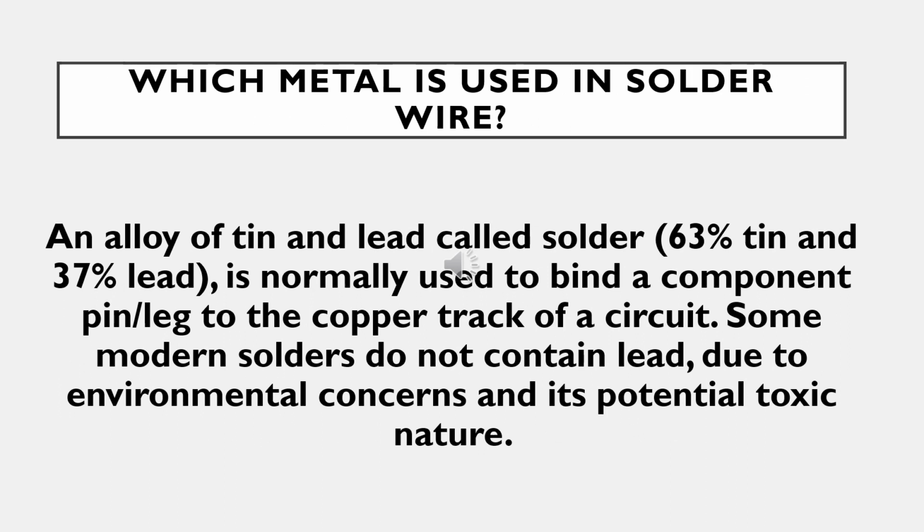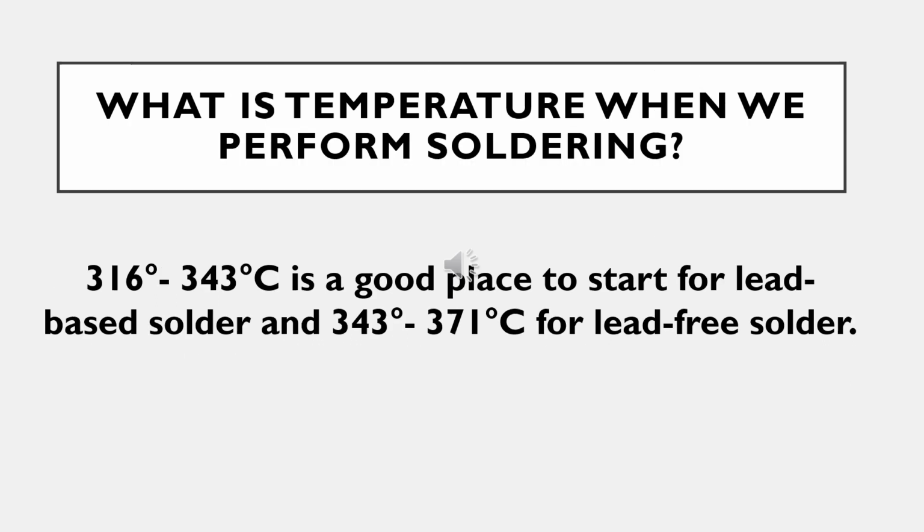An alloy of tin and lead called solder, 63% tin and 37% lead, is normally used to bind a component pin or leg to the copper track of a circuit. Some modern solders do not contain lead, due to environmental concerns and its potential toxic nature. What is the temperature when we perform soldering? 316 to 343 degrees Celsius is a good place to start for lead-based solder, and 343 to 371 degrees Celsius for lead-free solder.